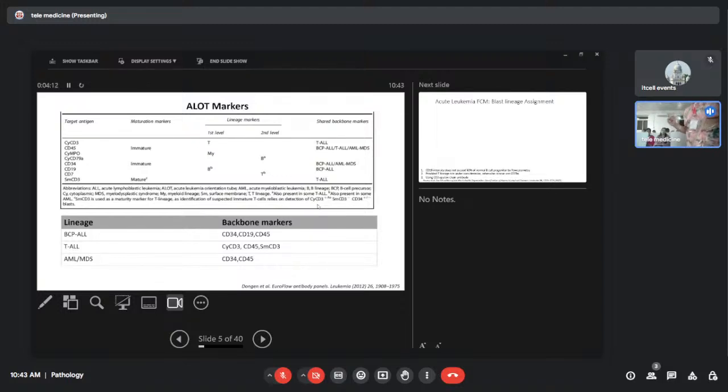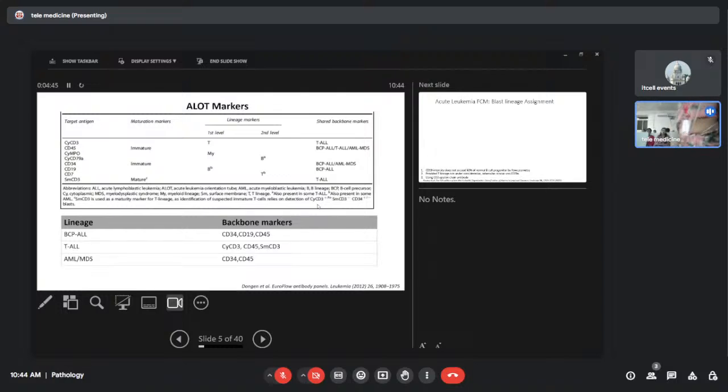Then for the T lineage, they have kept cytoplasmic CD3 and surface CD3 as well. Now when you go and read the maturation of T cells, as T cells mature, the CD3 comes onto the surface. So they have kept these two, cytoplasmic as well as surface. If there is only cytoplasmic, then it means it is an immature cell. If it is having both cytoplasmic and surface, then it means that it is a mature T cell.